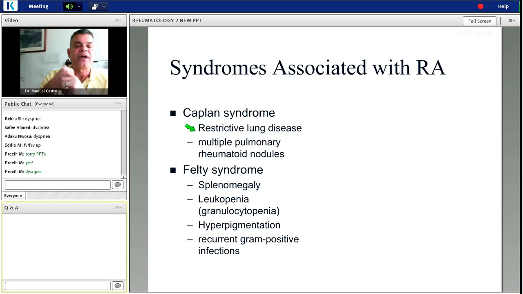So for the patient with rheumatoid arthritis that presents with dyspnea on exertion and a dry cough, check to make sure that they don't have a pneumoconiosis, because then this would be called Kaplan syndrome. And splenomegaly, leukopenia, hyperpigmentation, and recurrent gram-positive infections is Felty syndrome. Those are the two things I want you to keep in mind, okay?